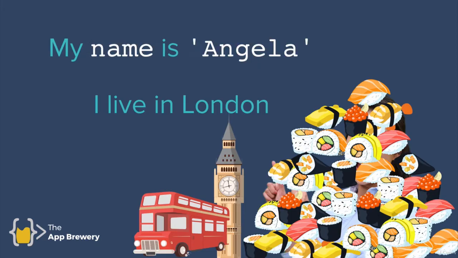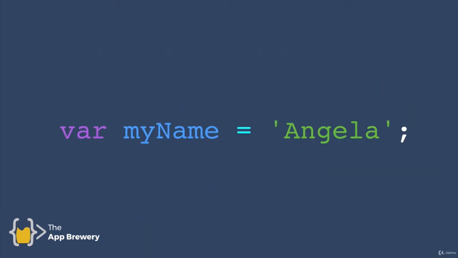So you would have a variable that's called name, and you would store the value Angela in that variable. So the full line of code would look something like this. var is a keyword that says I'm creating a variable. Then I give that variable a name. So in this case, it's called my name. And I set what that variable is equal to. So in this case, it's Angela.